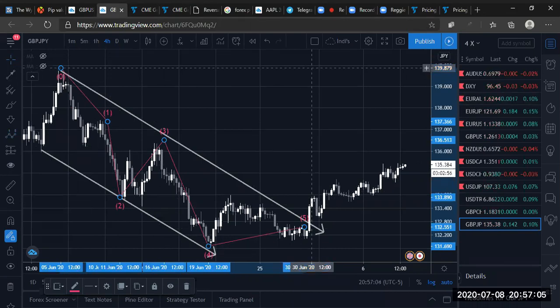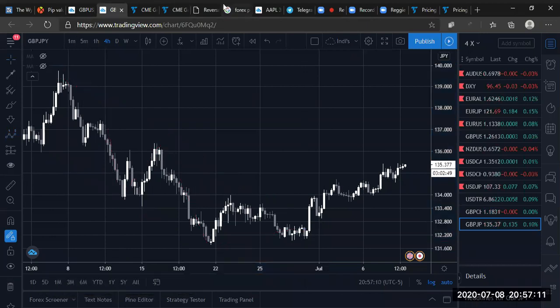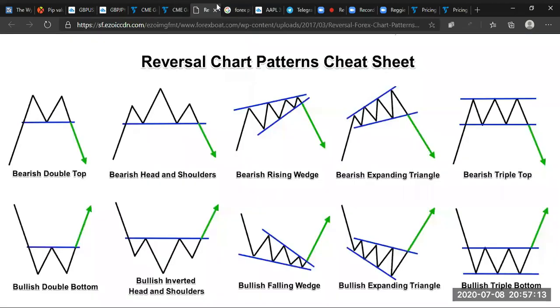So that's just the basic run through of most basic reversal patterns that you can find. This picture definitely has to get dropped in the link or something so that way people can look it up. That's it. I'm done.